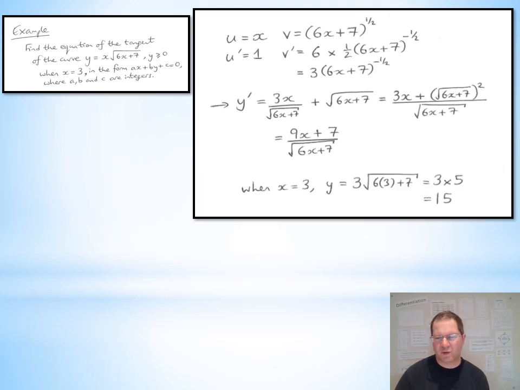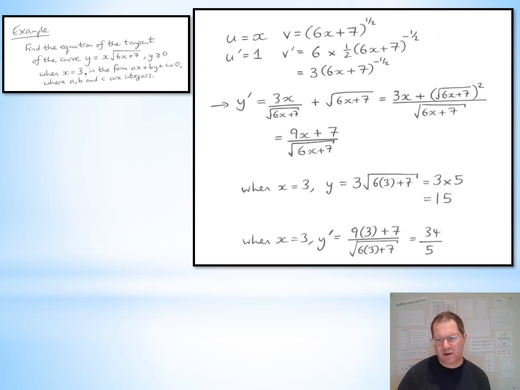Now, in order to work out the equation of the tangent, we need to know the value of y when x equals 3 and the value of dy by dx when x equals 3. So I've started off by substituting x equals 3 into the original formula. So y is equal to 3 multiplied by the square root of 6 times 3 plus 7. 6 times 3 plus 7 is 25. Square root of that is 5. We were told in the question that y was always greater than or equal to 0. So 3 times 5, which is 15.